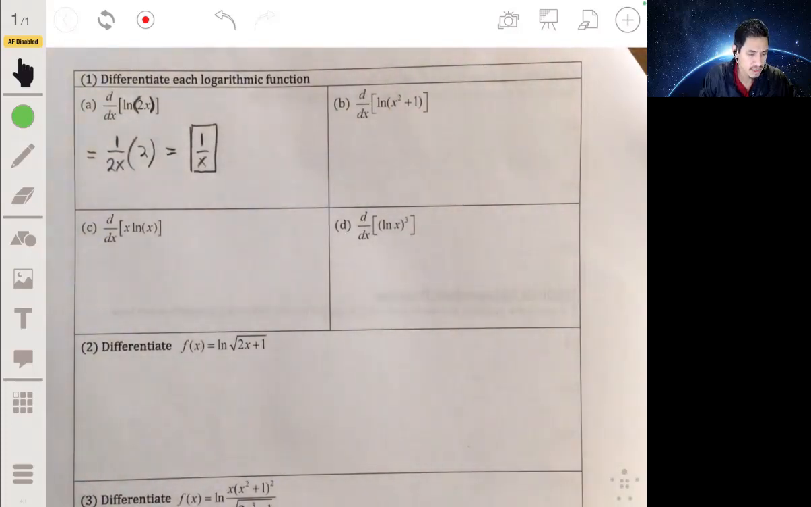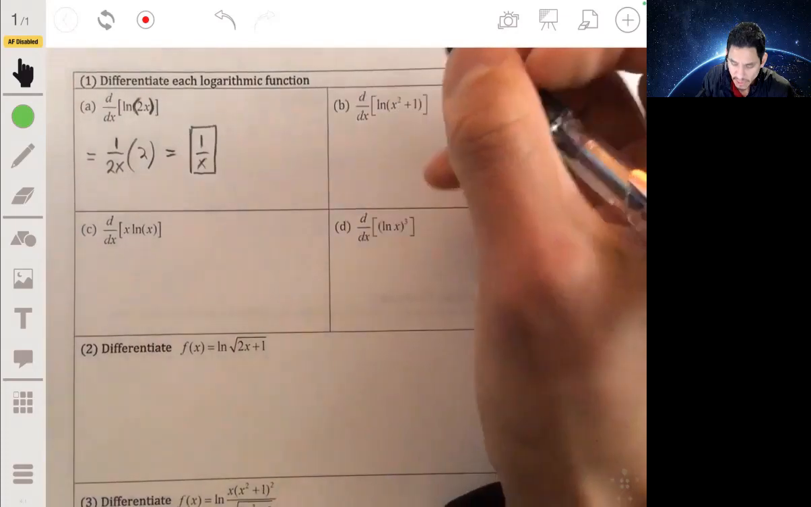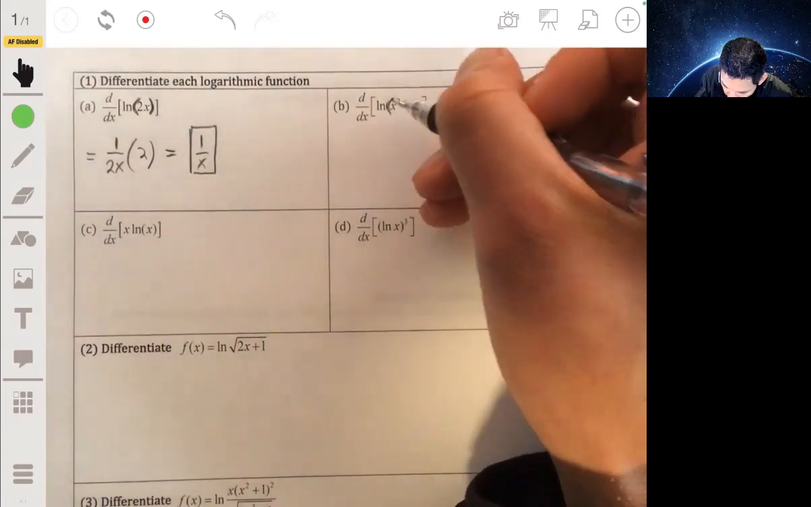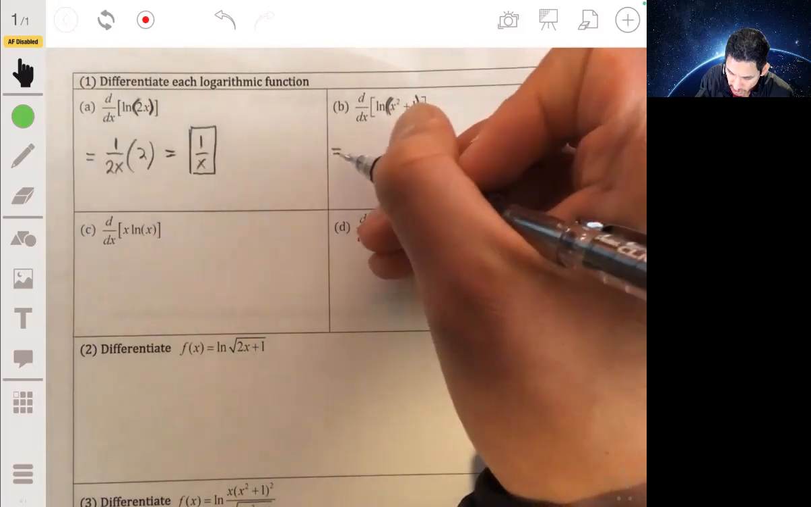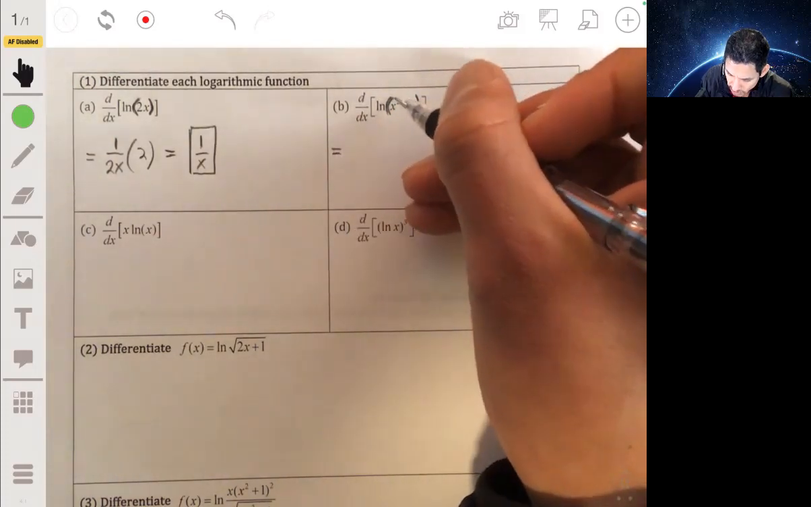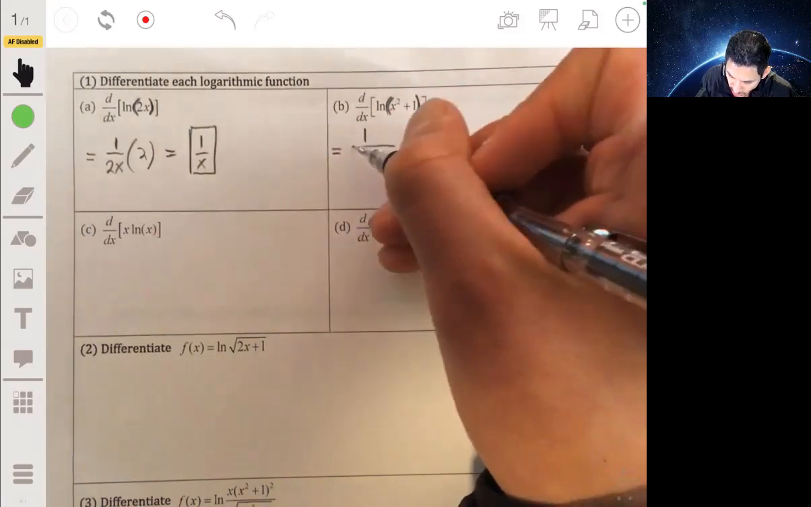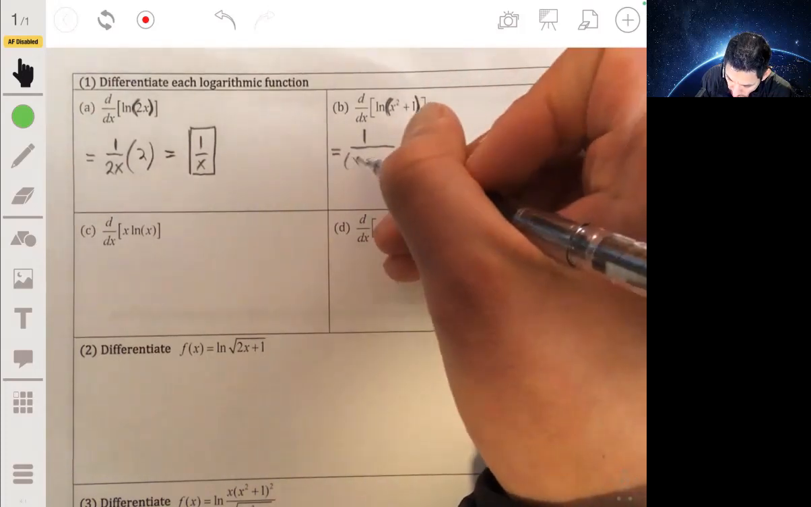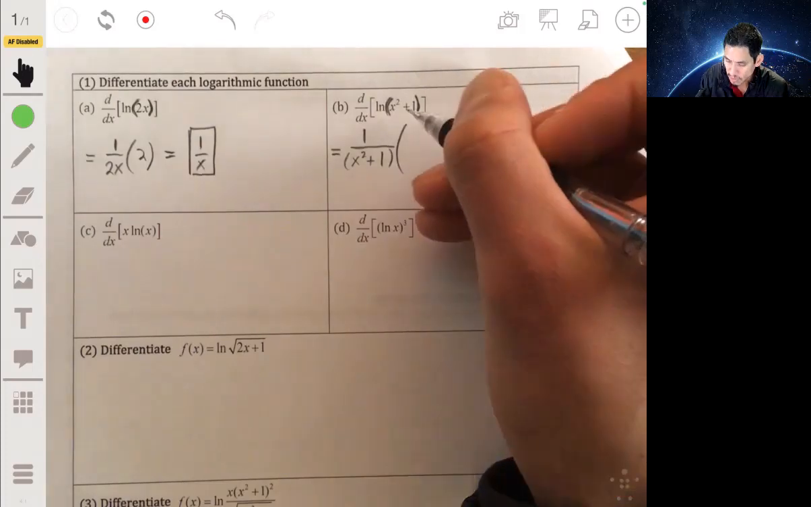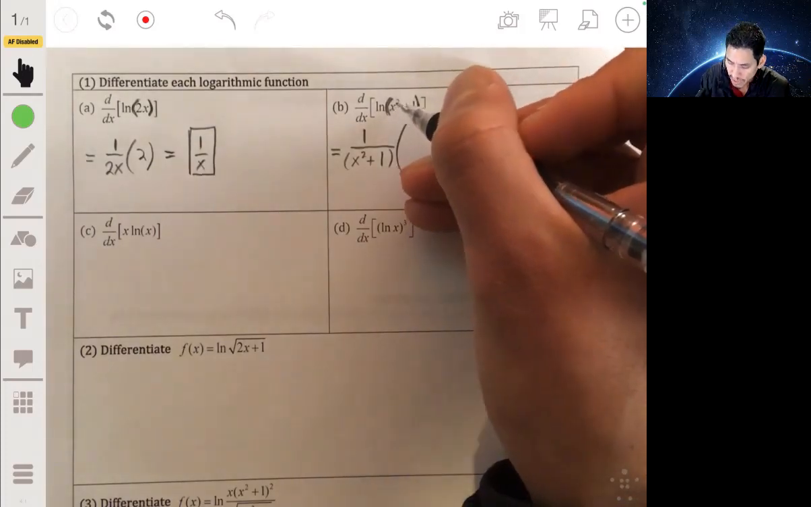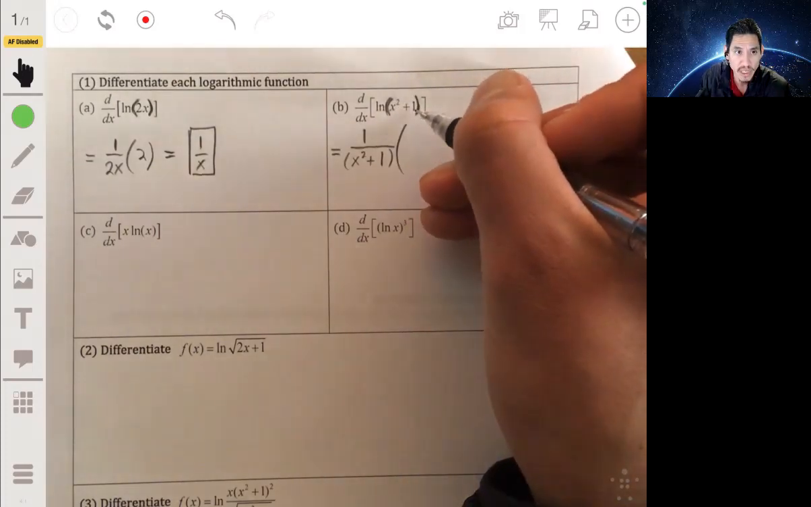All right, the next one we got, the inside here is x squared plus 1. So when we differentiate this, make it simple at first. Just do 1 over the inside quantity. So 1 over x squared plus 1. And then this, we're going to multiply it by the derivative of x squared plus 1.